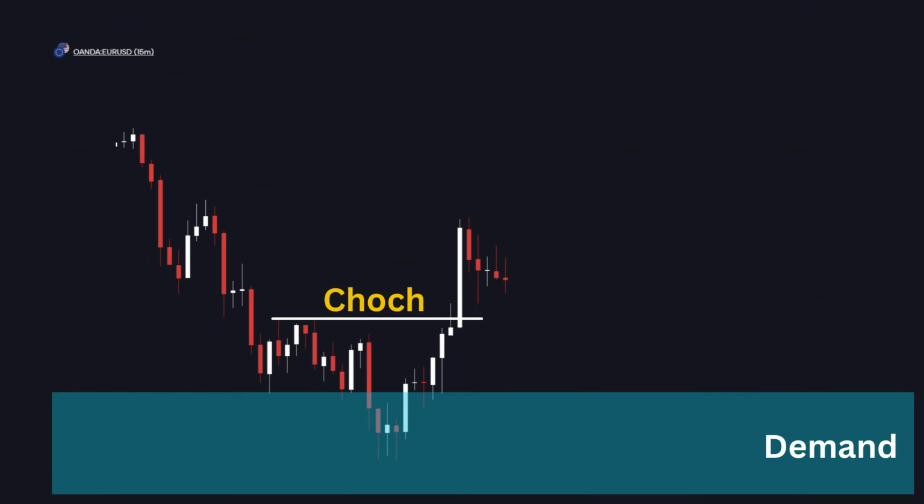We will wait for a change of character to confirm that the short-term downtrend is over now, and price will continue its overall uptrend. And if price does not change character, then we will not execute any trade, as it may lead us to a losing trade. But here we have a change of character confirmation. Now we have to enter trading models.